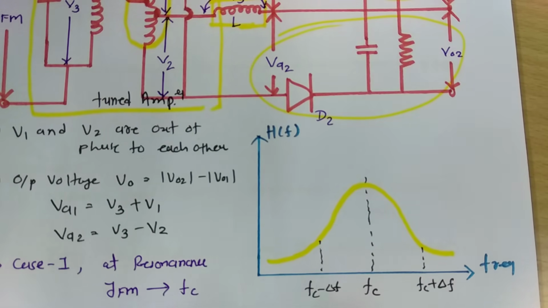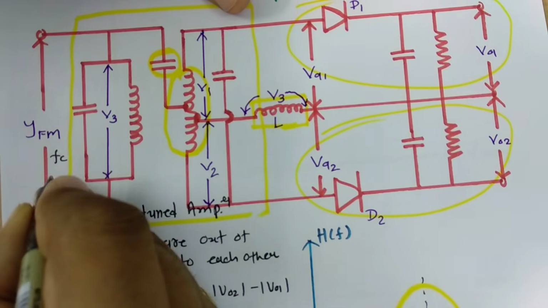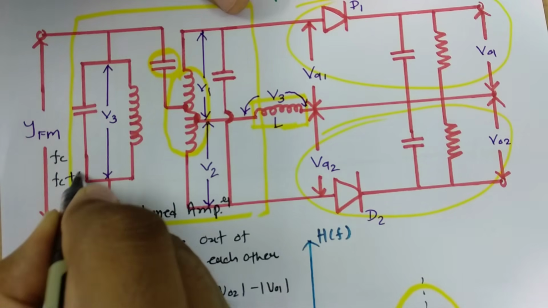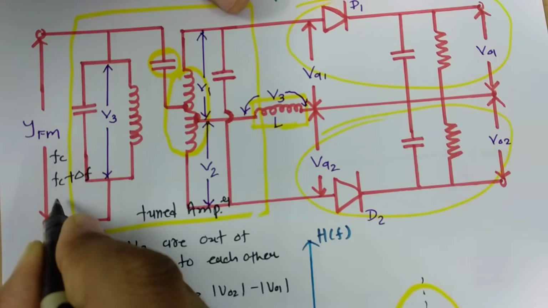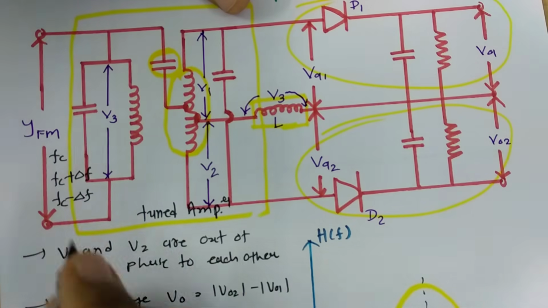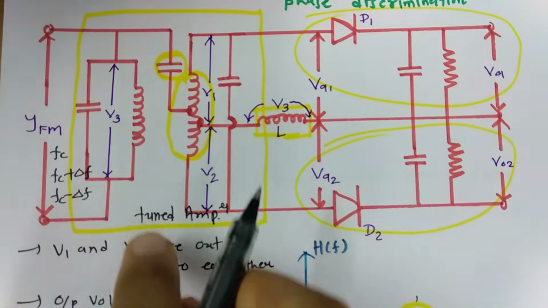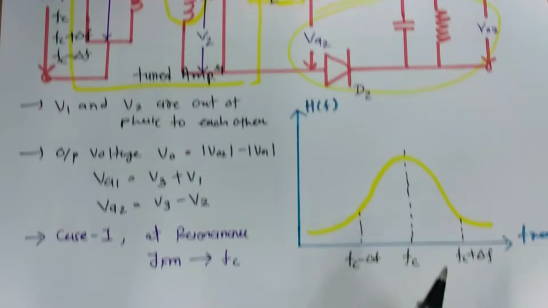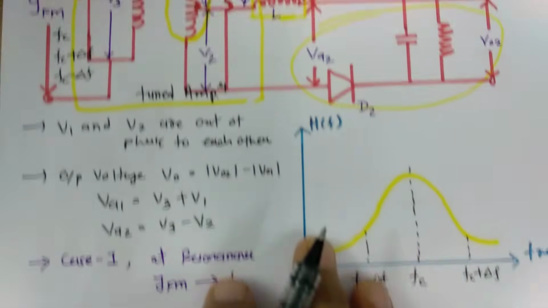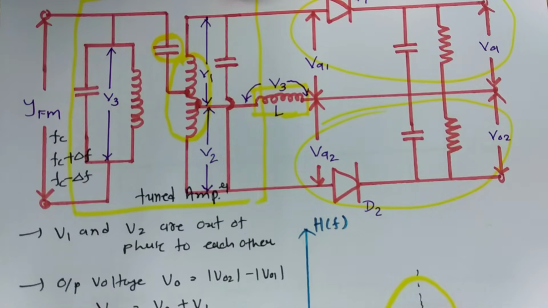Now what if our input signal is tuned at frequency FC? What if our input FM is tuned at FC plus delta F? And the third case is what if our input is tuned at FC minus delta F? So the first case is where our input is at resonance, as per this is the maximum amplitude, so that is resonance. So at resonance FM is tuned at frequency FC.